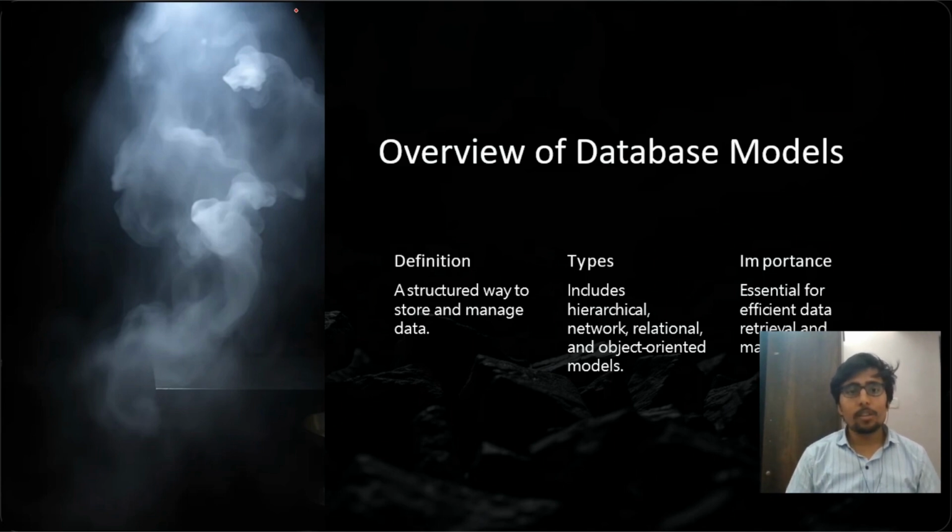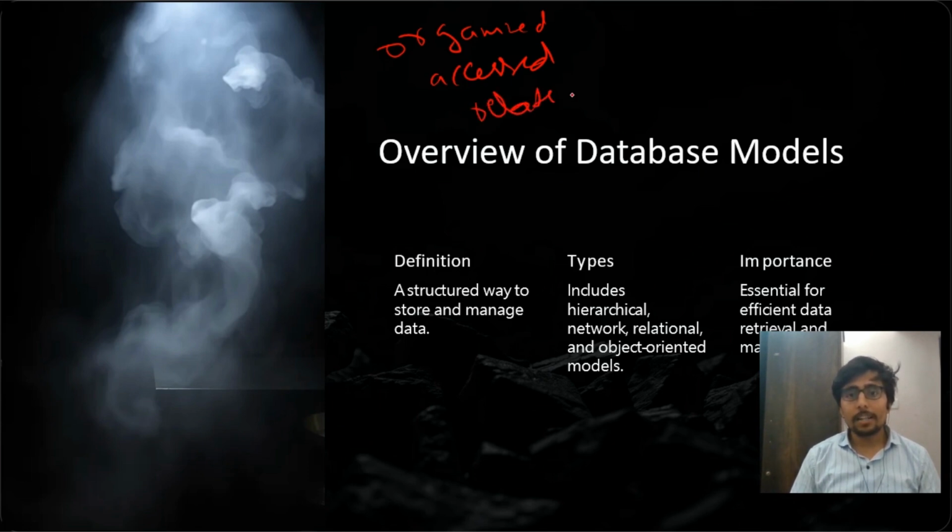So the database model defines how data is organized, and accessed as well. I mean how you are accessing the data, and how it is related, meaning how it is related to the other data. So all this comes under the database model; it defines how all these things are achieved. There are four main types of database models that we are going to discuss, which are hierarchical, network, relational, and object-oriented. So let's understand one by one.